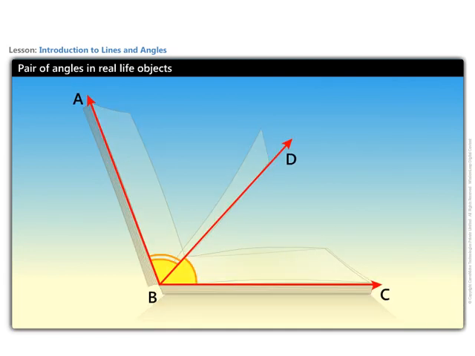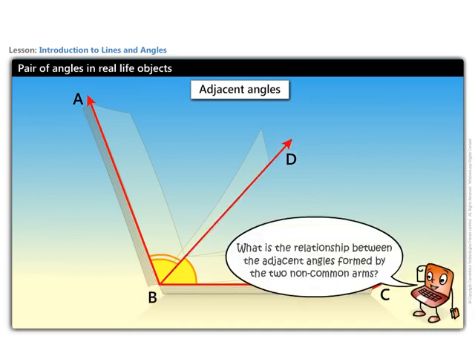The angles formed between the open pages with respect to its outer cover are a pair of adjacent angles. Here, angle ABD and angle DBC are adjacent angles. Ray BD is the common arm and point B is the common vertex. What is the relationship between the adjacent angles formed by the two non-common arms?